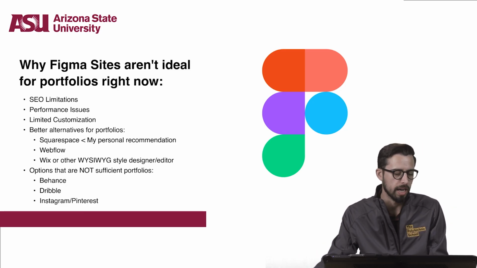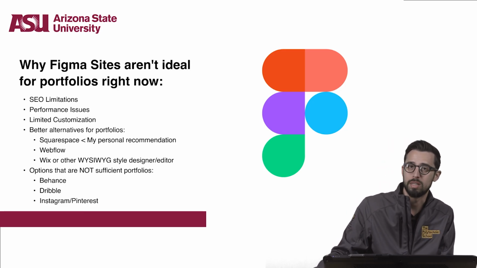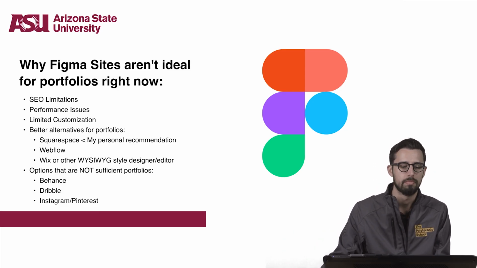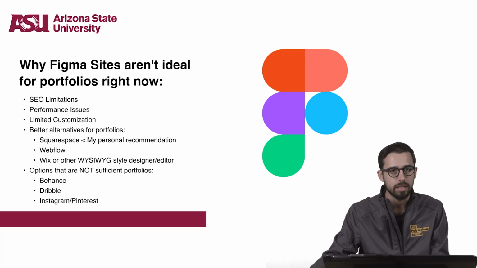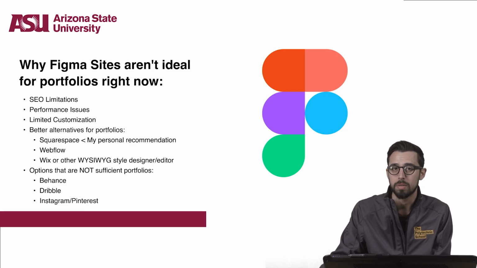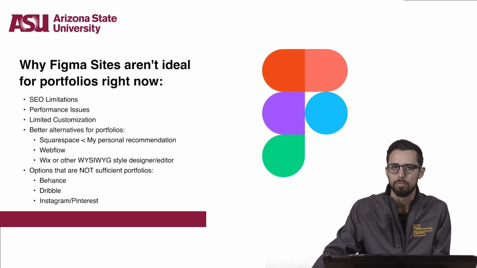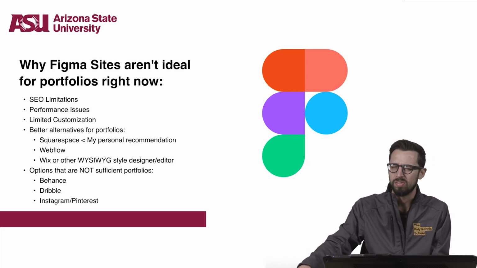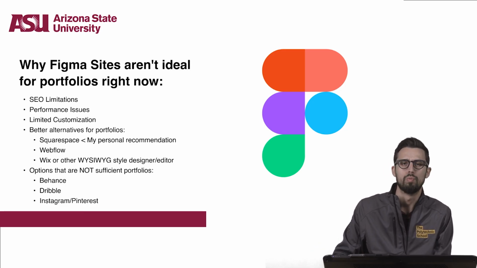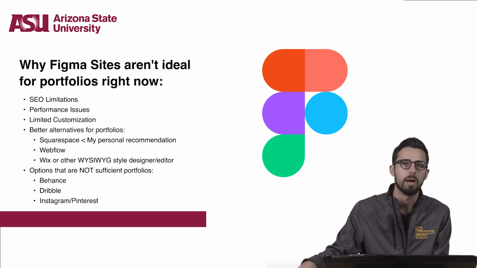So what should you use instead? My personal recommendation is Squarespace. It's affordable, it looks professional, and has really good SEO that works. And they offer great student discounts and really easy to use editor platforms. Webflow is also great, though it can be a little bit overkill. But if you want more control and don't mind a steeper learning curve, actually quite a bit of a steeper learning curve, it's a good option. Wix or other WYSIWYG style editors are also really fine options.